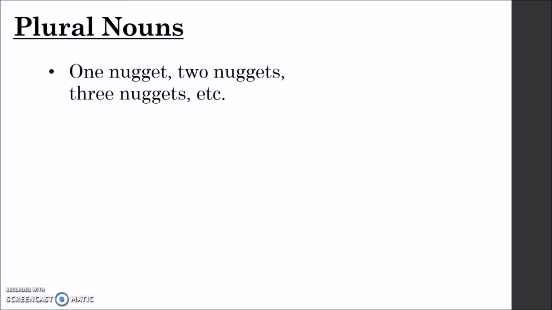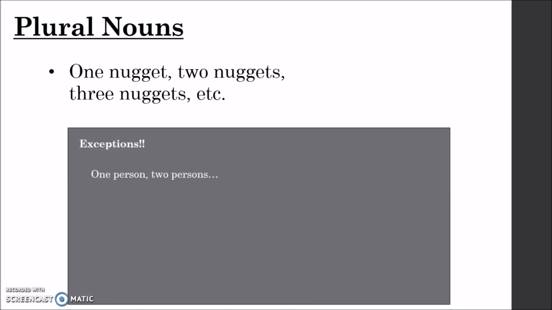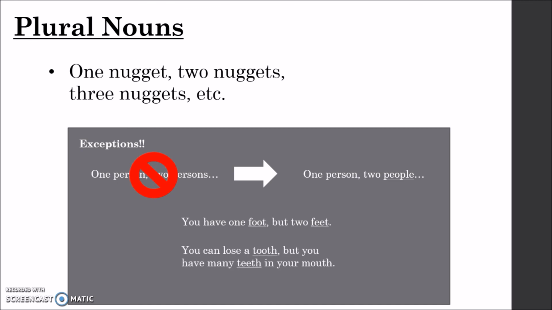But there are also, like in every grammar capsule, some exceptions. For example, you can say one person, but you cannot say two persons. It would have to be two people, three people, and counting. Another one, you have one foot, but two feet. Or you can lose a tooth, but you have many teeth in your mouth.